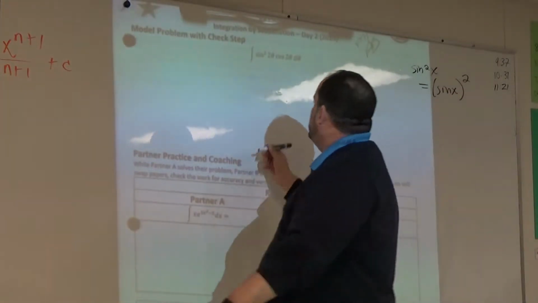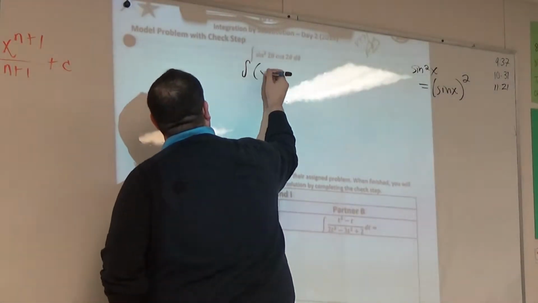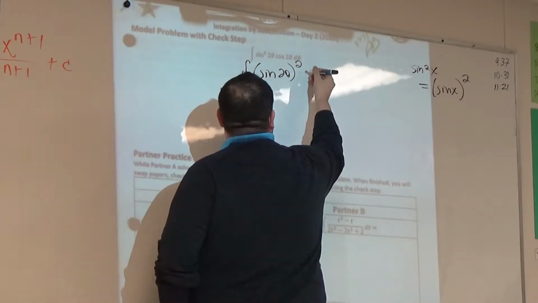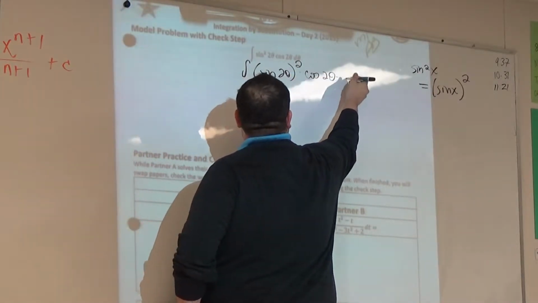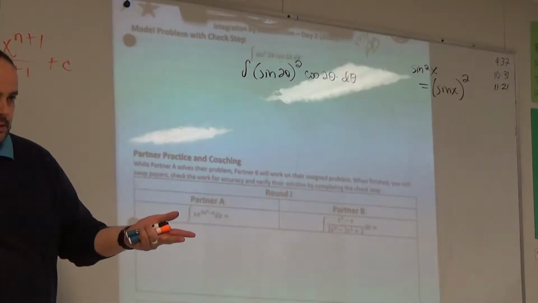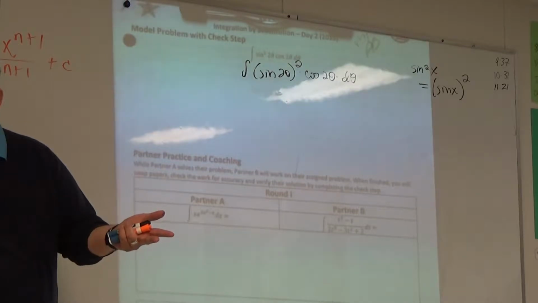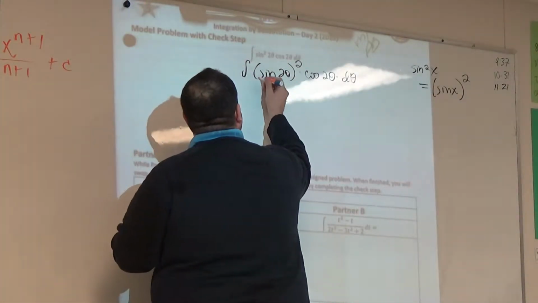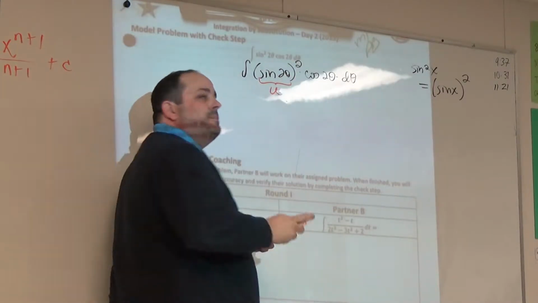So if I just rewrite this problem and say, oh, it's not sine squared 2 theta, let me think of this as sine 2 theta squared times cosine 2 theta d theta. Is it easier to see the baby? We see the baby? Jose, where's the baby? Oh, it's that sine 2 theta. Okay, we think that's the baby.